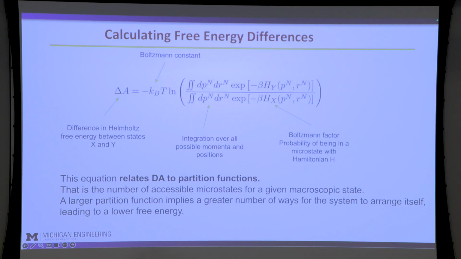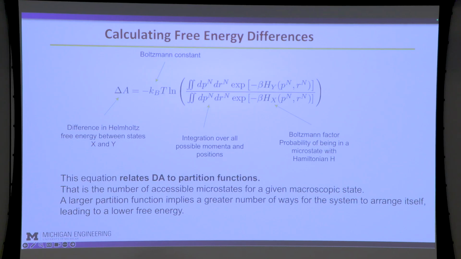And there are different techniques. This is the integration over all possible momenta and positions of the atoms, and this is the Boltzmann factor, the probability of being in a state with the Hamiltonian H. So this is an MD simulation. This equation relates to the partition function, which is something that I told you about yesterday. That is the number of accessible microstates for a given macroscopic state.